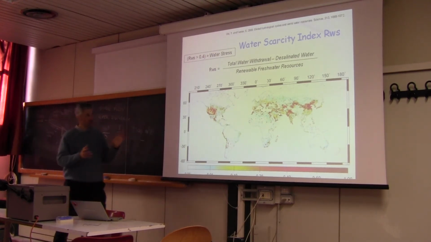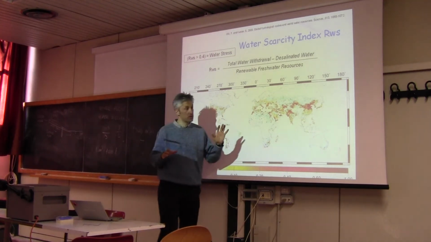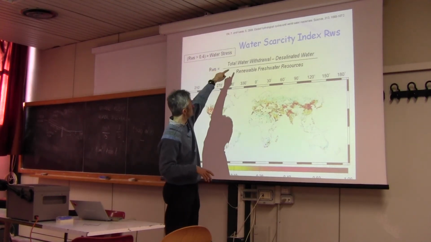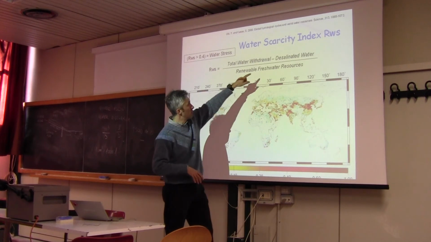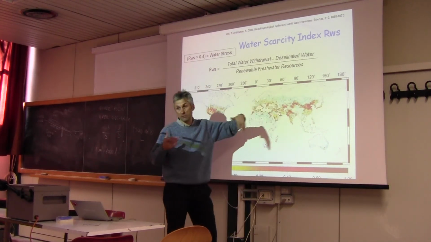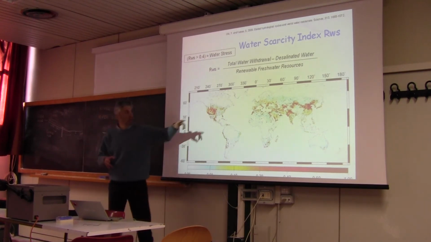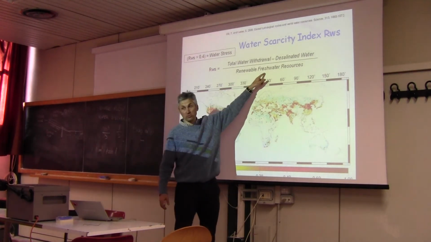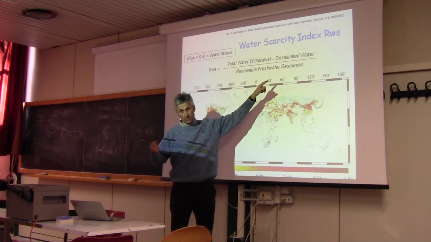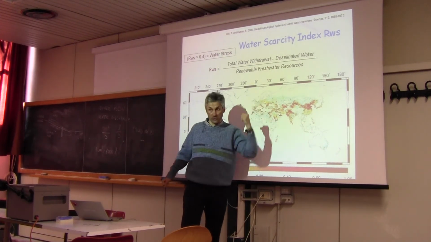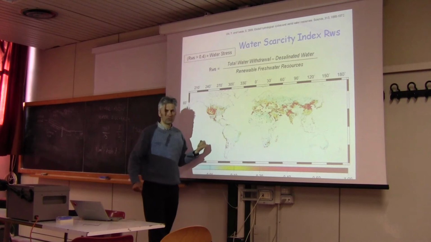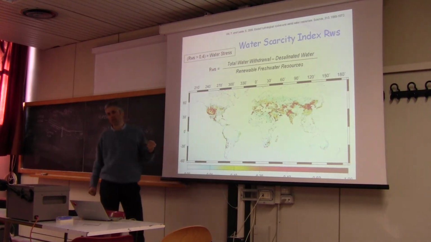So you get an estimate of the renewable freshwater resources, and then at the numerator you put the total water withdrawal minus desalination, because if you have some desalination, this is of course reducing the amount of fresh water that you use. So the minus sign is justified. And keep in mind that we don't have any concern about taking water from the ocean. You see how much water is in the oceans.